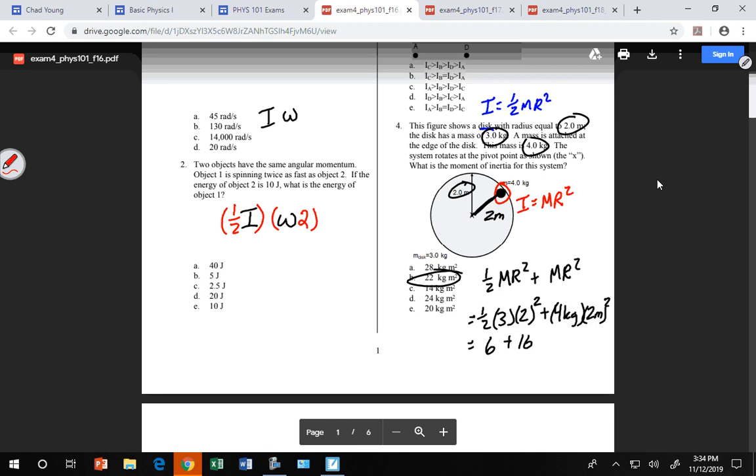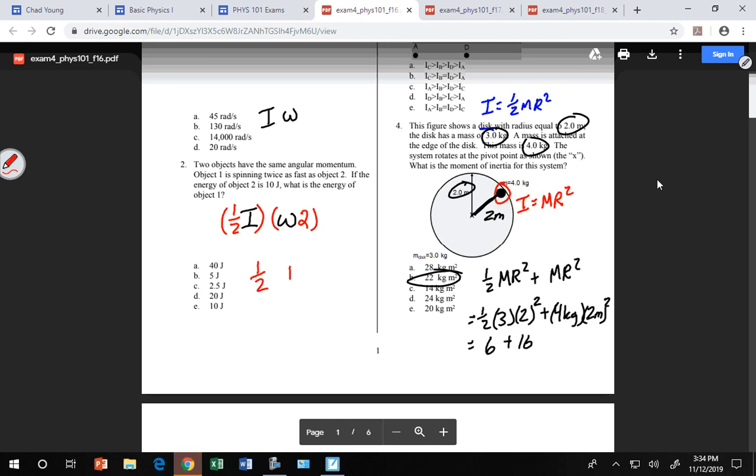Y'all follow what I just did there? The first object has twice the angular speed, but because it has the same angular momentum, it has to have half the moment of inertia. And now I want to know, how does that impact the energy? The energy of object 2 is 10 joules. So what's going to be the energy of object 1 compared to object 2?